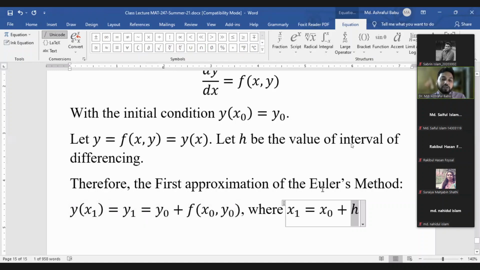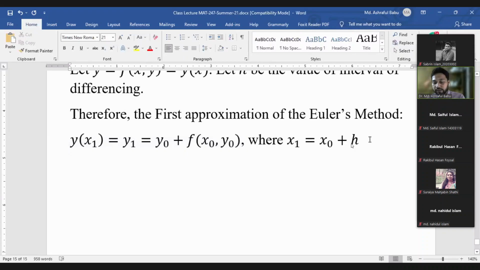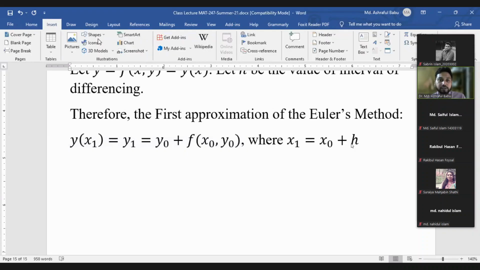So the first approximation of the Euler method is this one. This is the notation for how we write the first approximation, that is y of x1, that means y1. We are finding the value of y1 or y of x1, that is, the first approximate value. We are approximating the second value of the function, and the initial value is already given, y of x0 equal to y0. So if you make a chart, as an example for your understanding, I'll just make a table, then it will be better to understand.